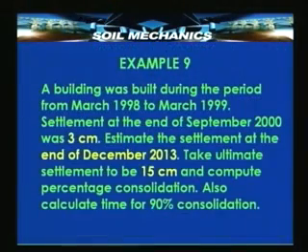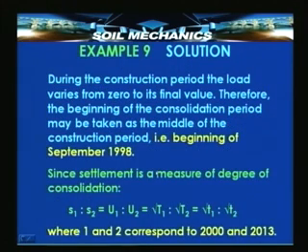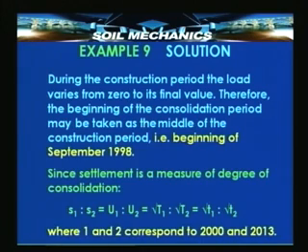Now what is t by 2? It turns out to be beginning of September 1998, because the construction varies from March 98 to March 99. If beginning of September 98 is the point at which the load application takes place, then it is given that 3 centimeter settlement takes place at the end of September 2000. So beginning of September 98 to end of September 2000, 3 centimeter settlement has taken place.